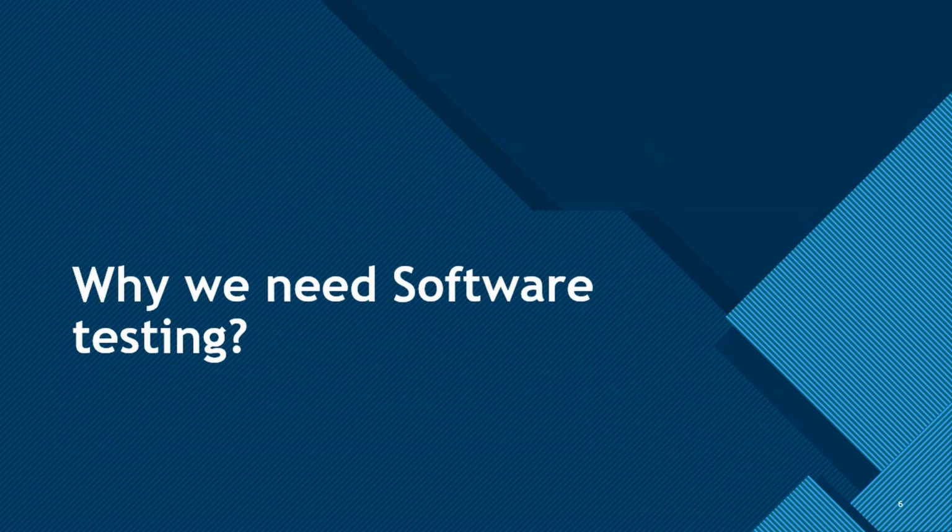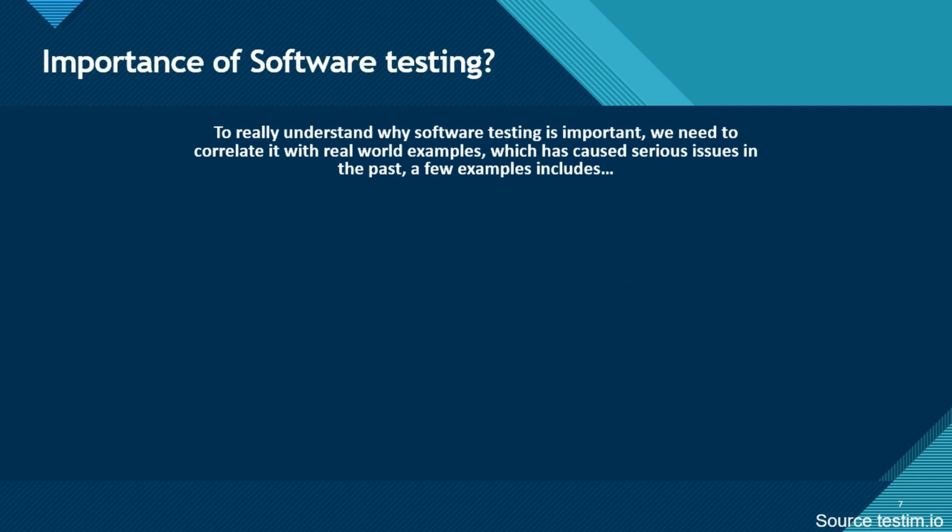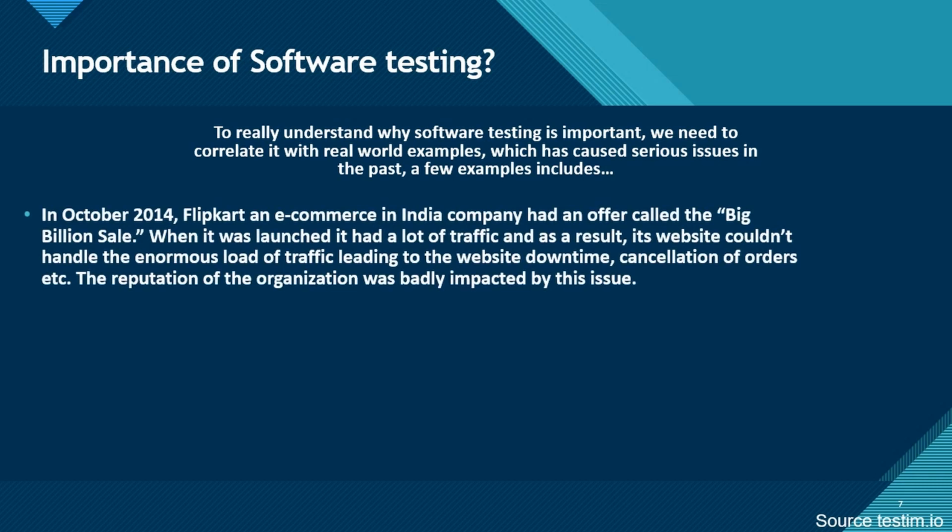So now, why do we need software testing? To really understand why software testing is important, we need to correlate it with real-world examples which have caused serious issues in the past. A few examples include: in October 2014, Flipkart, an e-commerce company in India, had an offer called Big Billion Sale. When it was launched, it had a lot of traffic. As a result, its website could not handle the enormous load of traffic, leading to website downtime, cancellation of orders, etc. The reputation of the organization was badly impacted by this issue.